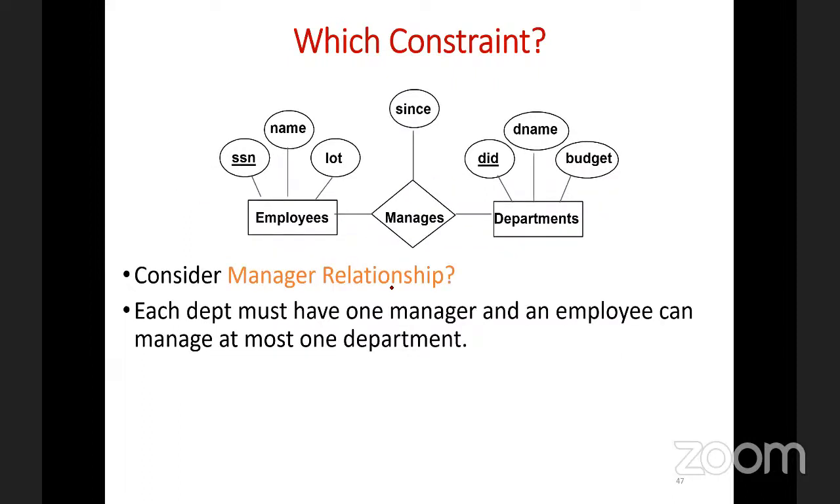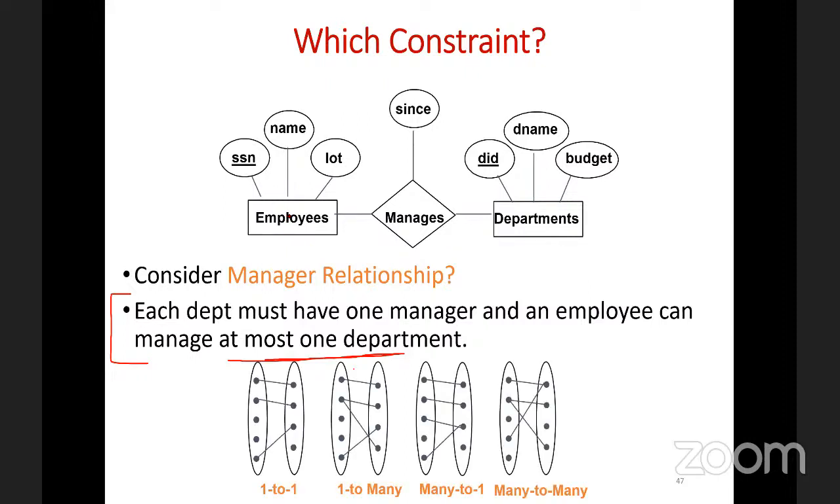So if you consider another relationship, this is the manager relationship here, and this is the relationship between employees and department, right? Now see, it says that each department is having one manager. And who is the manager? Of course, one of the employees will be the manager, right? And an employee can manage at most one department, right? It means that a department cannot have more than one manager. An employee cannot manage more than one department, right?